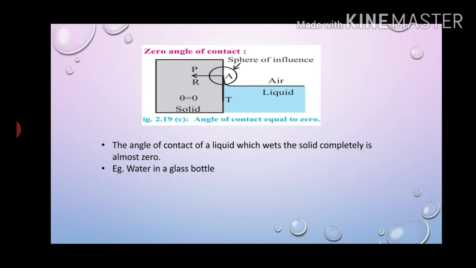Zero angle of contact means the liquid will completely wet the solid. At this point if you draw a tangent, it will coincide with the solid surface and therefore the angle will be zero. The angle of contact of a liquid which wets the solid completely is almost zero, and you can see this case in water. When water is poured inside a glass bottle, the liquid will wet the solid.